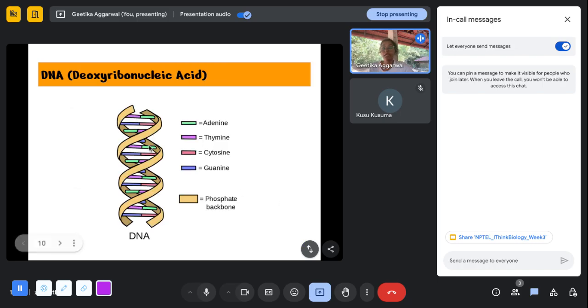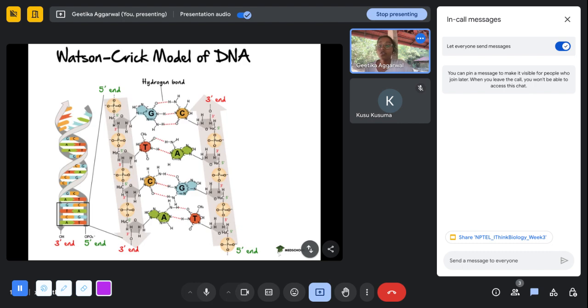So this is what a DNA molecule looks like. There are two strands which are helically coiled around each other to form a double helix. And here you can see A is connected to T and G is connected to C. And in yellow is the phosphate backbone. So the Watson and Crick model of DNA looks something like this. So this is the phosphate backbone that we talked about. This is the phosphate molecule, and here is the pentose sugar, and here is the nitrogenous base.